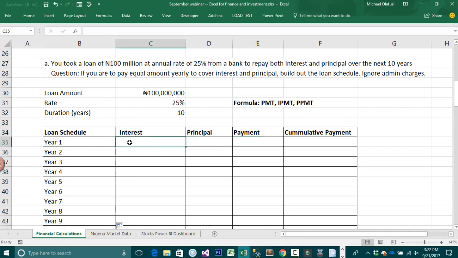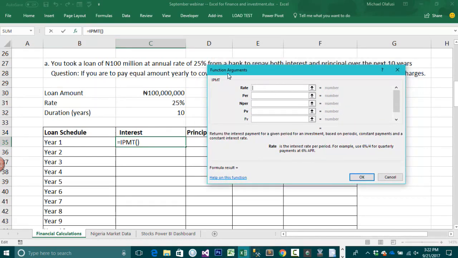So let's start with the one that will help us calculate the interest portion of your loan, and that formula is called IPMT. So IPMT, click on the formula dialog box. So we have this interactive formula dialog box. So what is the rate you've been given a loan at? So you've been given the loan at a rate of 25%. Okay, so 25%. And then what period are we calculating for? We're calculating for the period number 1, the first year, right? So I'm going to put 1 there.